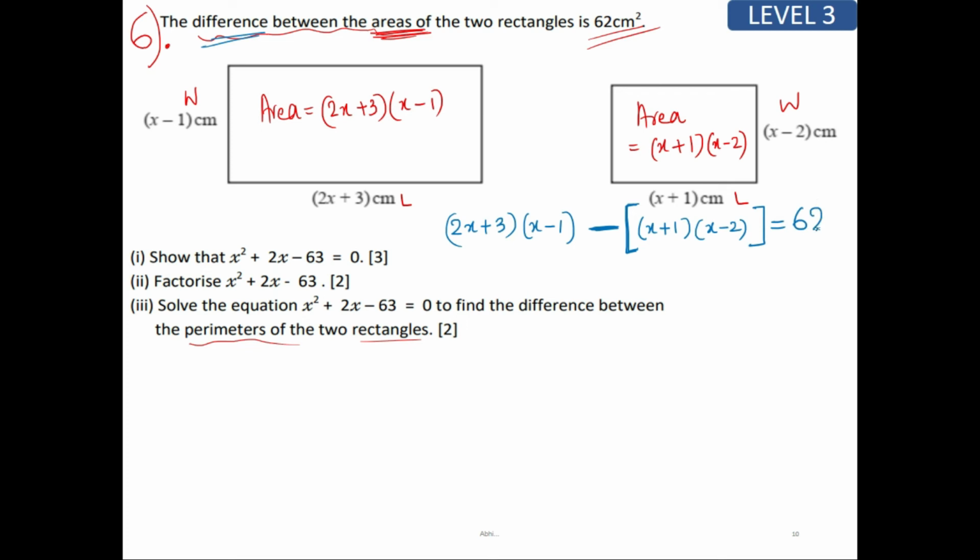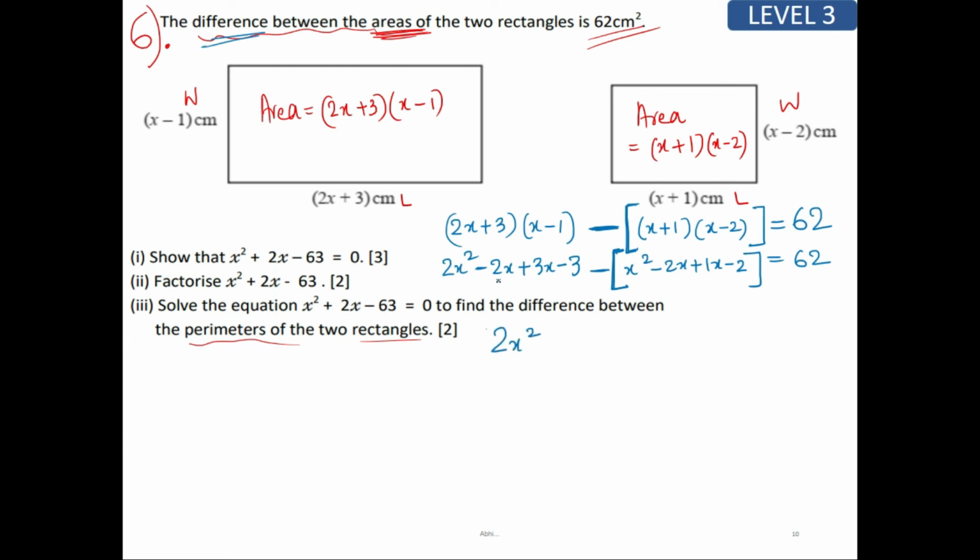Equals 62. So expanding the brackets, I have 2x squared minus 2x plus 3x minus 3, minus, I have a bracket, I'll be keeping the bracket here. This is going to be x squared minus 2x plus 1x minus 2. Combining the like terms, I have, I'll be just continuing it below.